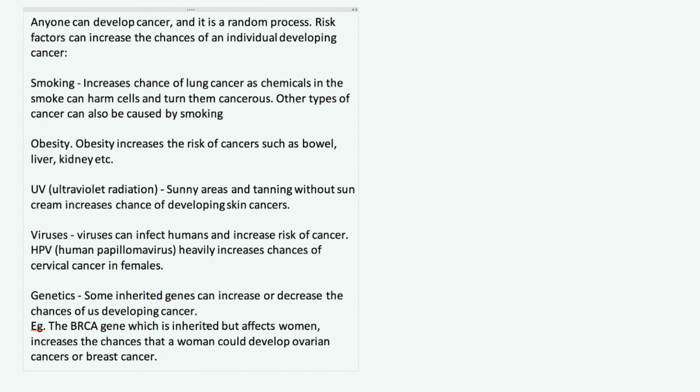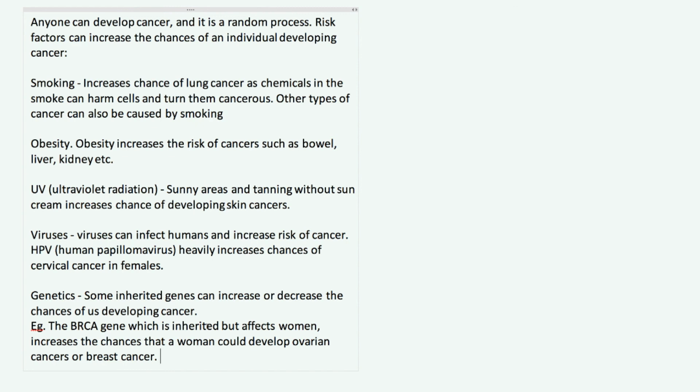So you have a gene, the BRCA gene. If you're a female and you inherit that gene, then it increases your chances of developing those two kinds of cancer, which is obviously a bad thing. We do now have genetic screens for that gene, but it's just one of the risk factors which increases the chances of developing cancer.